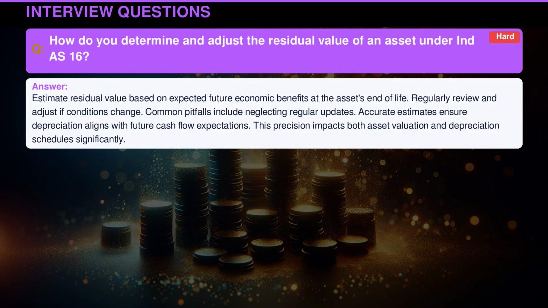Estimate residual value based on expected future economic benefits at the asset's end of life. Regularly review and adjust if conditions change. Common pitfalls include neglecting regular updates. Accurate estimates ensure depreciation aligns with future cash flow expectations. This precision impacts both asset valuation and depreciation schedules significantly.